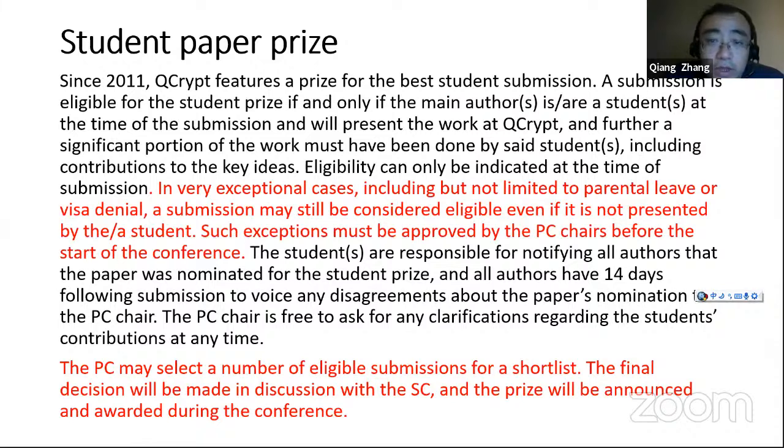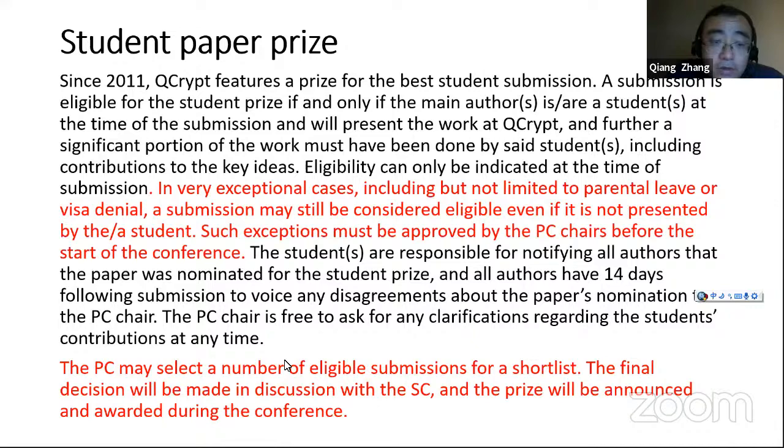Here we emphasize that for the best student paper award, a submission may still be considered eligible even if it's not presented by the student. Such an exception must be approved by the PC chair before the start of the conference. Sometimes, because of visa issues or family reasons, students couldn't show up, but we can still accept that. But it must be approved by the PC chair.